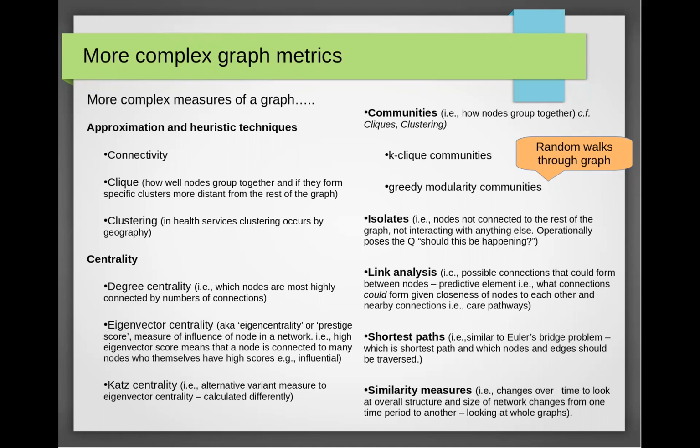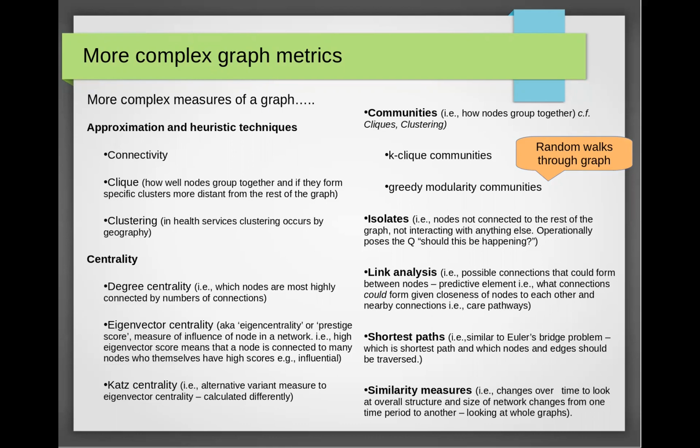You've then got centrality. And so the measures of centrality available are degree centrality. So which nodes are most highly connected by the number of connections. You've got your eigenvector centrality. And this is otherwise known as a prestige score, because obviously, as I said, these are the ones that are connecting everyone together, the people in the middle that hold it all together, if you like. And then you've got another centrality measure, which is just a variant of eigenvector centrality and calculated slightly differently.